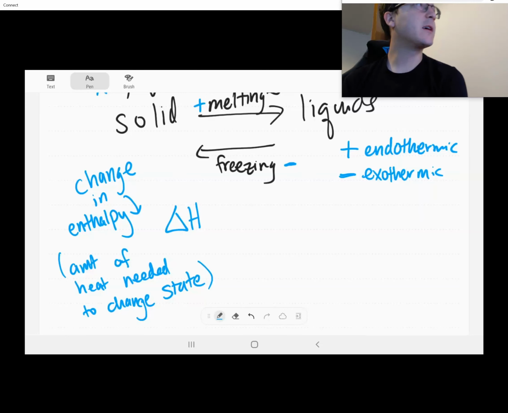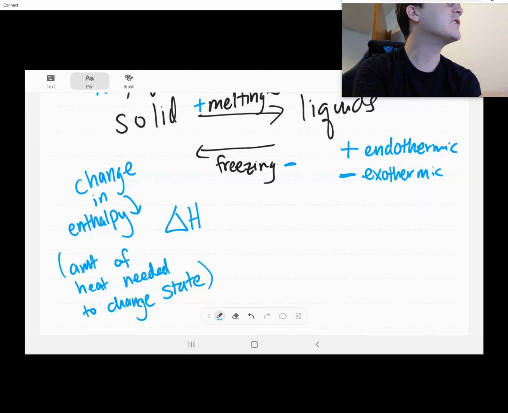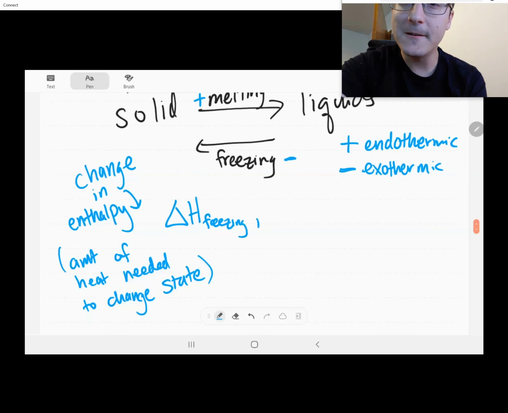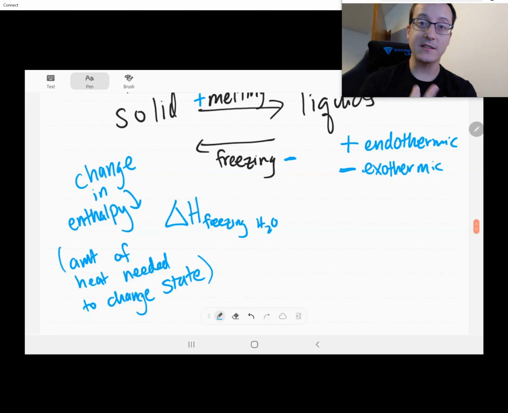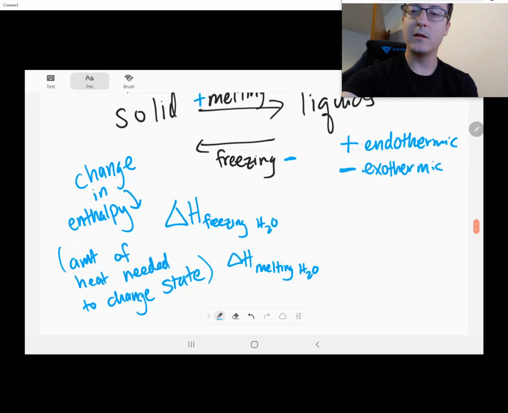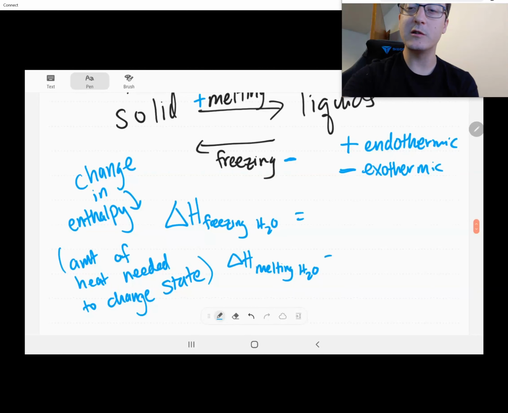Okay, and delta H comes in a few flavors. Let me actually just pull up some numbers so I don't have to lie to you guys about all these. We have delta H for freezing of water. Delta H is going to be different for every substance, and every state of matter as well. We also have delta H for melting water. Right, we're going from solid to liquid versus liquid to solid.